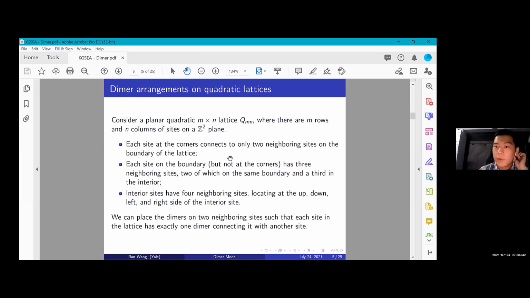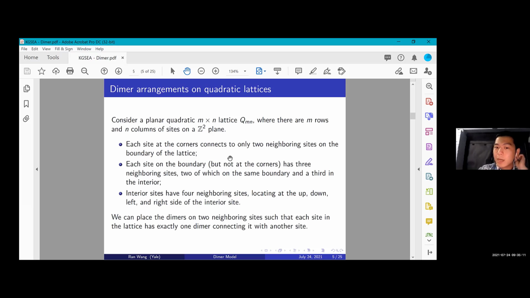So to simplify this, we will only consider a quadratic lattice, or we can call it a grid. Consider a planar m times n lattice. There are m rows and n columns. Each site at the corners connects to only 2 neighboring sites. Each site on the boundary connects to 3 neighboring sites. And for the interior ones, they connect to 4, in all 4 directions.